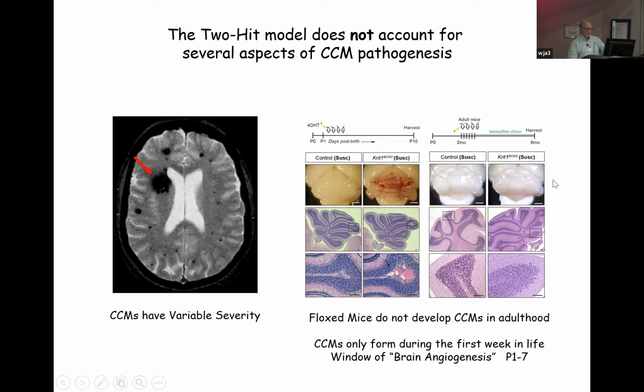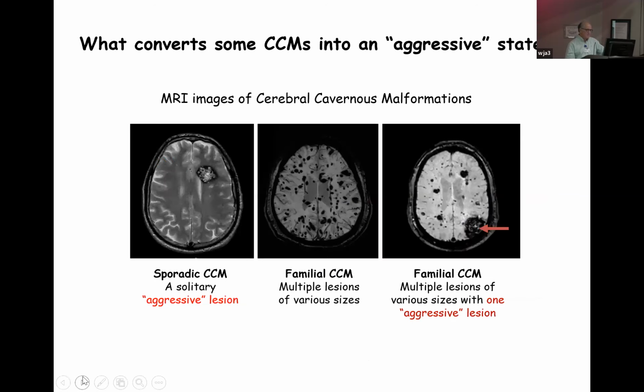So what we surmised was that the CCMs, at least in these mouse models, are only developing in the first week because there's a lot of angiogenesis going on in the brain, especially in the hindbrain, which is where we see the lesions. So that two-hit idea just doesn't quite fit the whole story, because it seems that you need this angiogenic stimulus to get the lesions to form. So again, what converts some of these CCMs into this aggressive state?